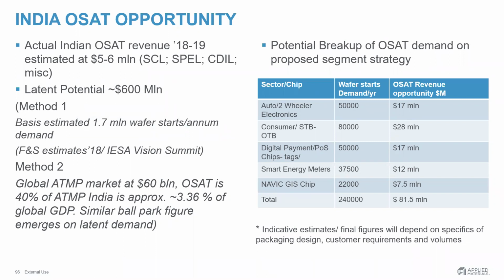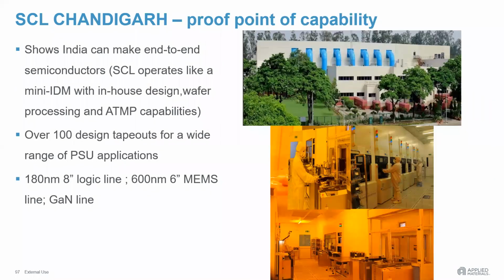We feel even if we take a point segment strategy, it should be an opportunity to capture at least about $80 million of OSAT opportunity here. And these figures are something we can discuss separately. SCL is an amazing proof point that we have.